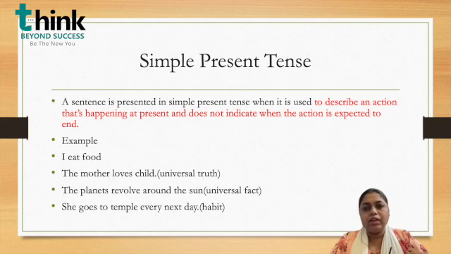First, understand where we use simple present tense. A sentence is presented in simple present tense when it is used to describe an action that is happening at present and does not indicate when the action is expected to end. Any action is happening at the moment, and we can't say when this action will get over.